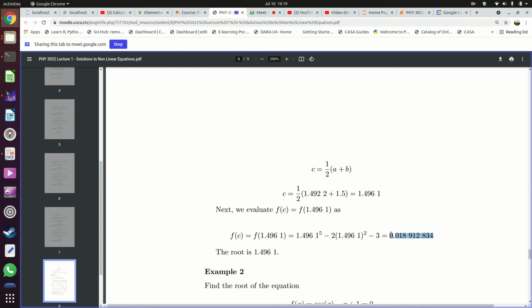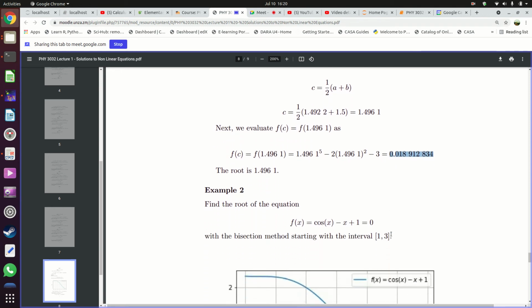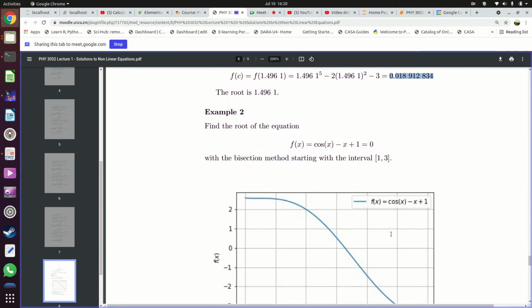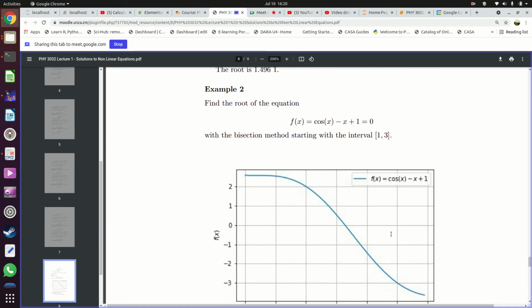You start with a bracket, then you make sure in this bracket that there is a solution. Then if the function or the equation cuts somewhere in the middle of this bracket, after that, you start shrinking the bracket. Are we clear? There is an example number 2. This example number 2 is what you're going to look at tomorrow.